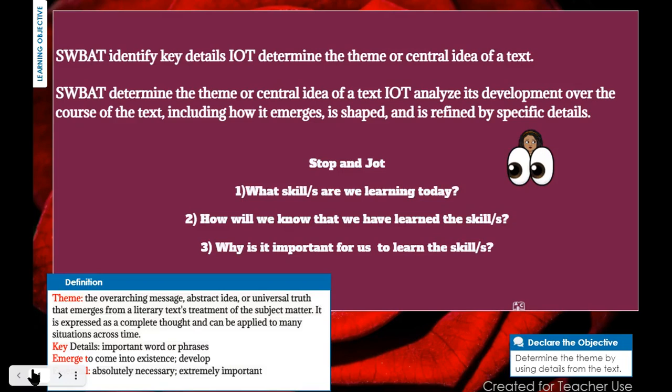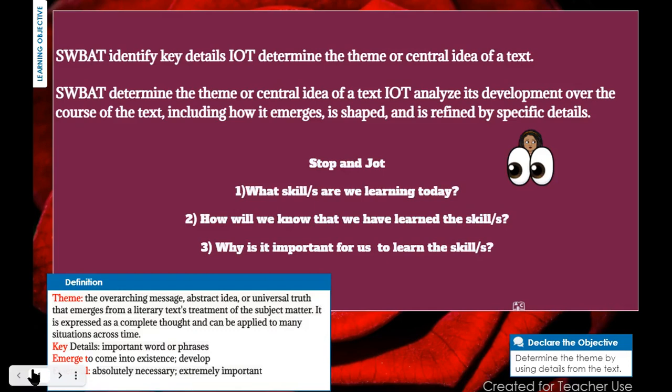So, our performance-based objective today is students will be able to identify key ideas in order to determine the theme or central idea of the text. Now, this is a reading literature standard for Tennessee. And I know that we are used to seeing themes only in literature. However, literature can have both a theme and a central idea.